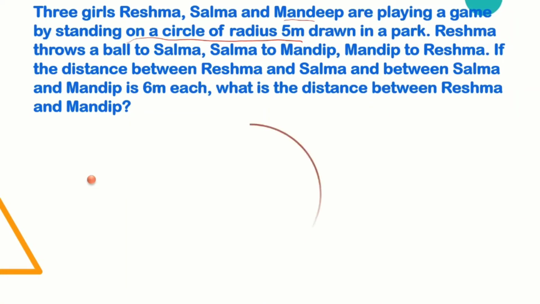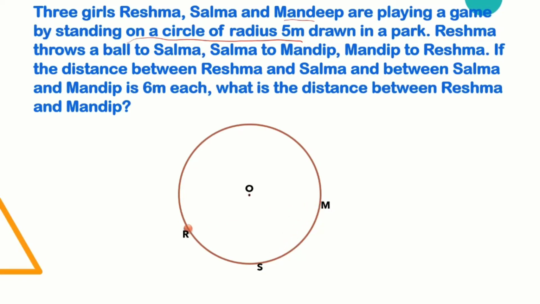So I'm just roughly drawing a circle whose center is O. Reshma throws a ball to Salma, Salma to Mandeep, Mandeep to Reshma. So I'm just locating Reshma, Salma and Mandeep on the circle. And Reshma is throwing ball to Salma, Salma to Mandeep and Mandeep to Reshma.